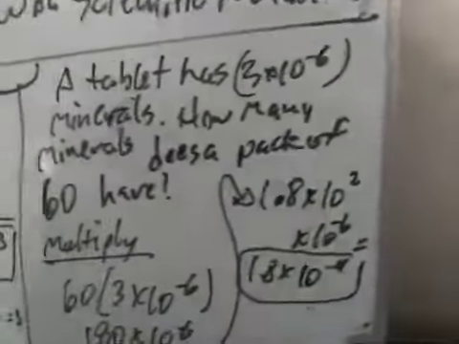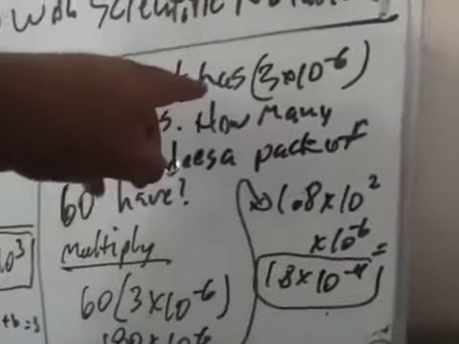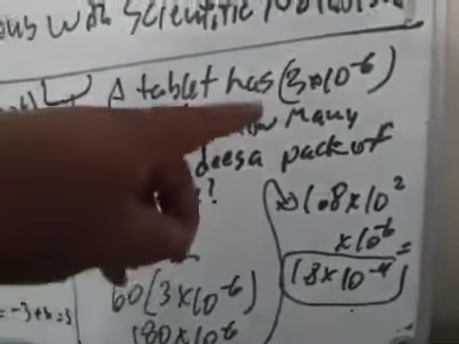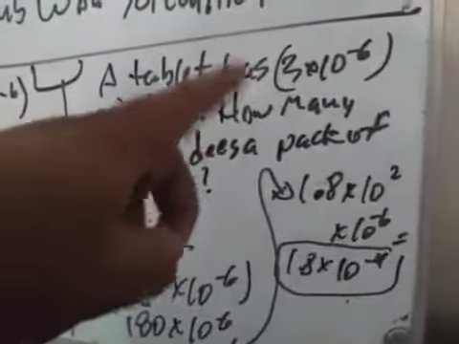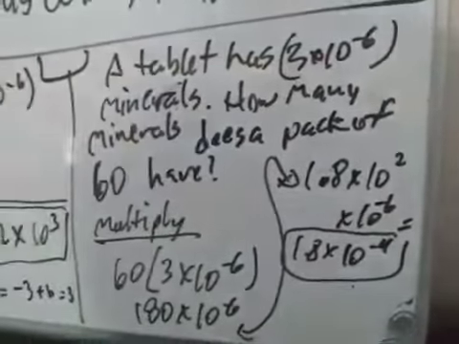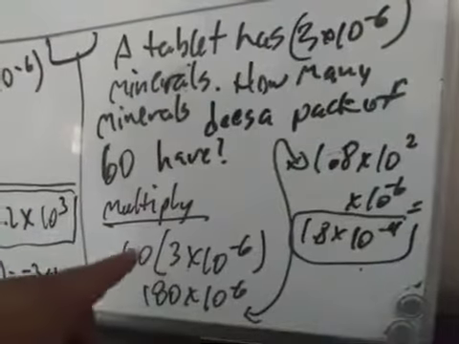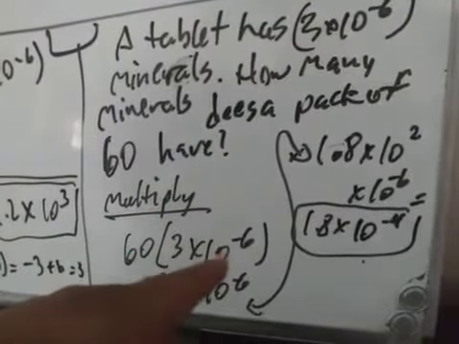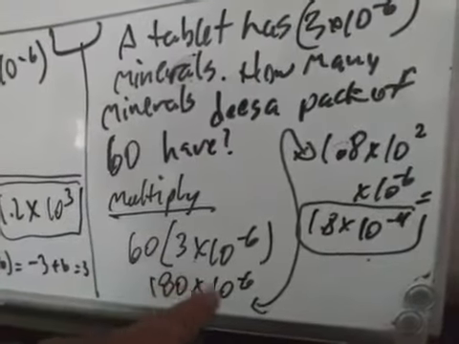Now, this ain't nothing but a simple multiplication problem, right? A tablet has 3 times 10 to the negative 6 minerals, real small. How many minerals does a pack of 60 have? So you got to do 60 times that, right? So that's what I did right here. And all this stuff's multiplied, so I'm just multiplying 60 times 3 and then putting this next to it, right? So it's 180 times this.